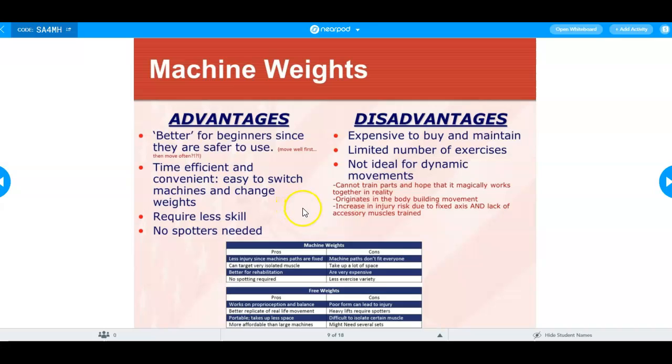So here are some advantages. It's better for beginner users since they are safer, unless of course you put your fingers between a weight stack and you slam your weights. It's time efficient, so it's easy to switch the weights from 30 pounds to 40 pounds, or to adjust the seat up and down. It doesn't take very much skill or effort. There's not very much skill required, and you don't need a spotter.